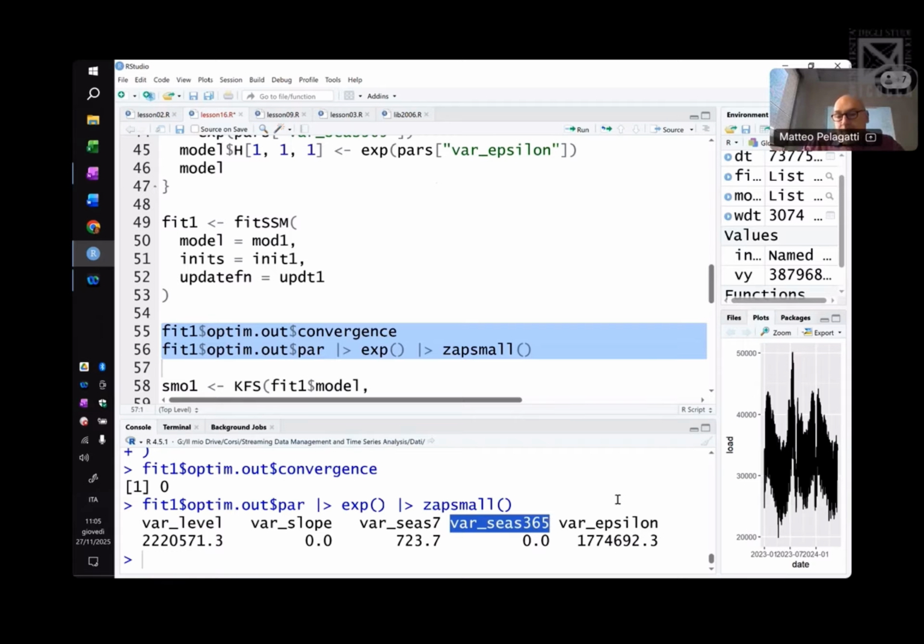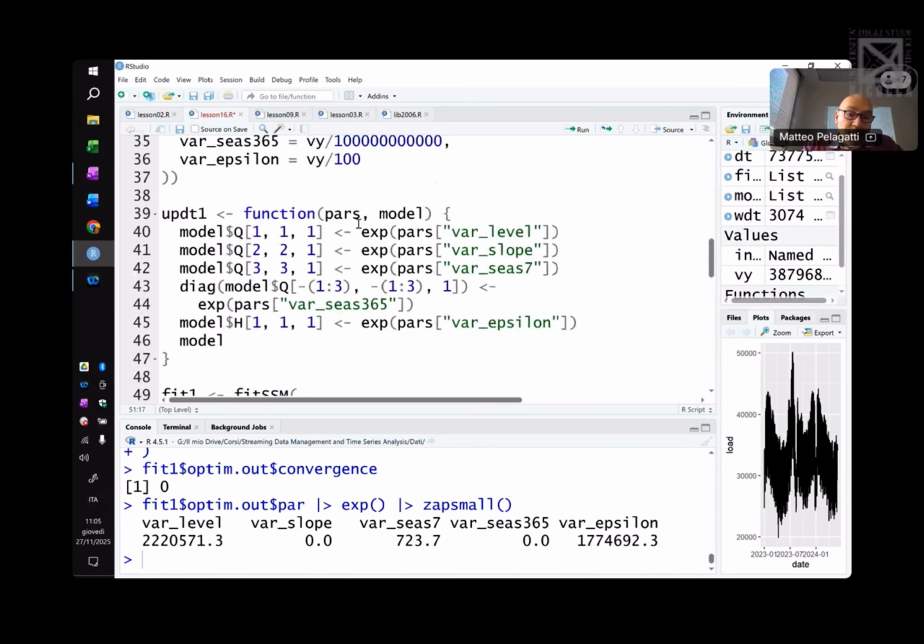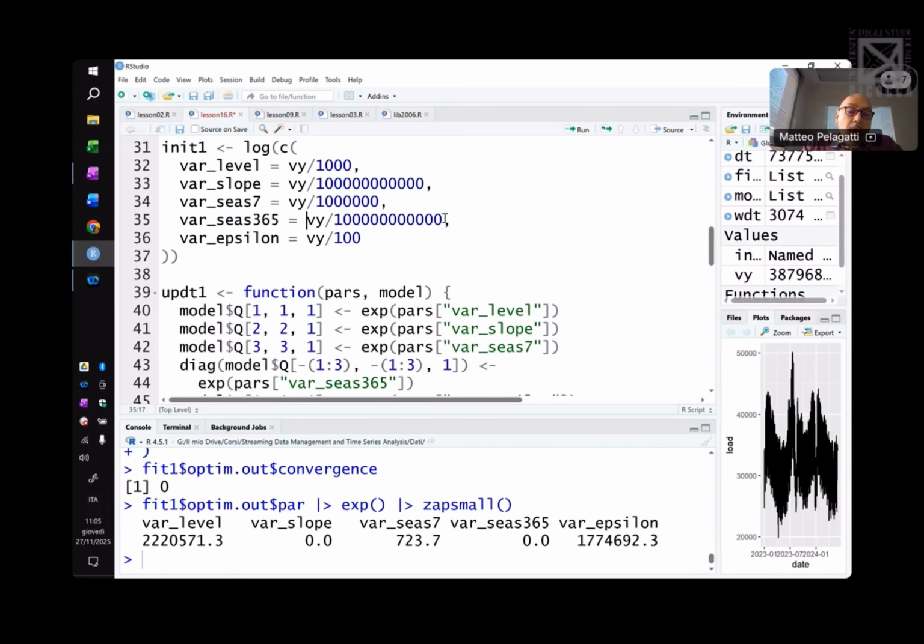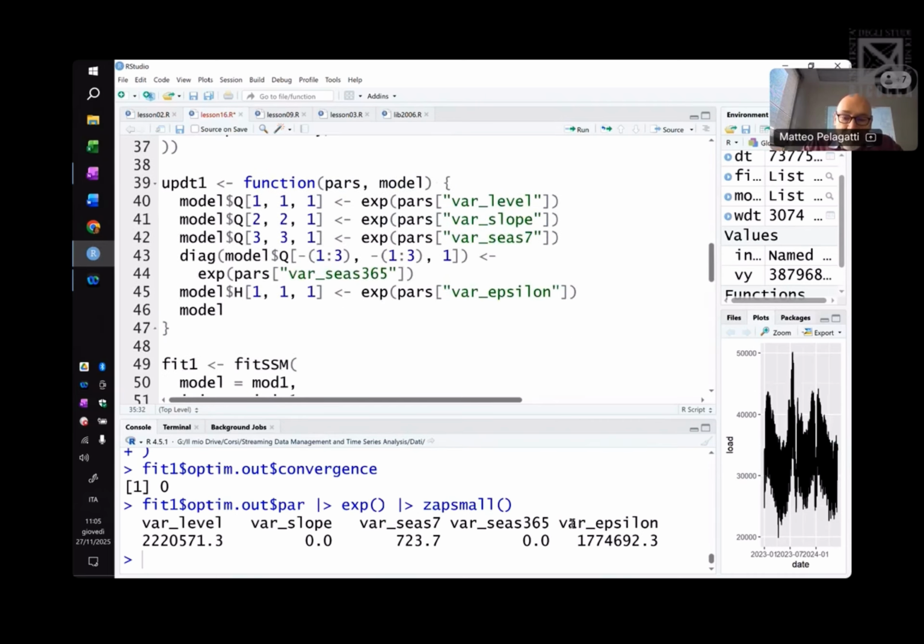But so on 4 years, I expected this to be very close to zero, and indeed, I also put an initial value that was very close to zero. But anyway, this is what it results. And again, the epsilon, so the error that sums up to the signal, is much larger, like 1.7 million, so more in the unit of measurement of the time series, as expected.